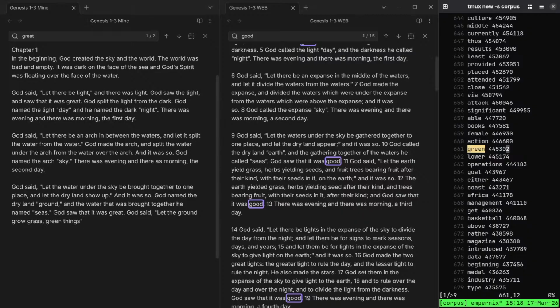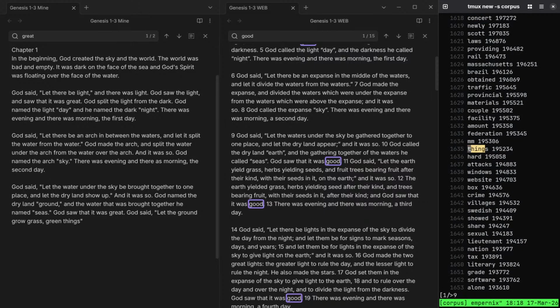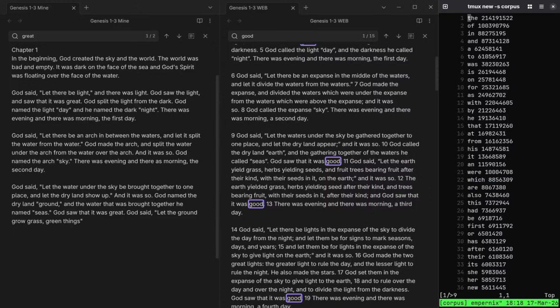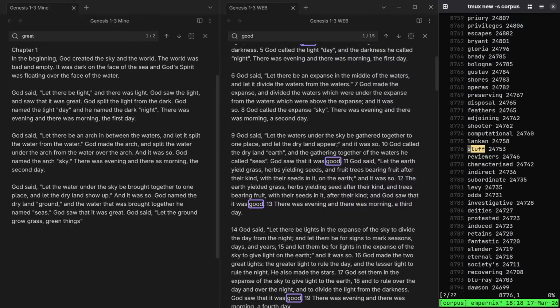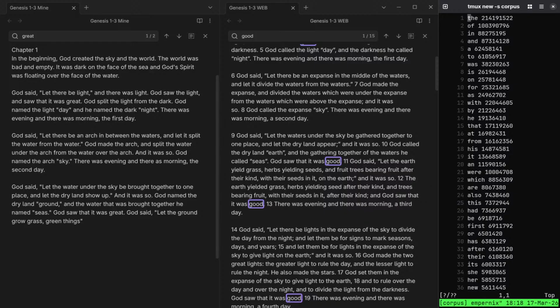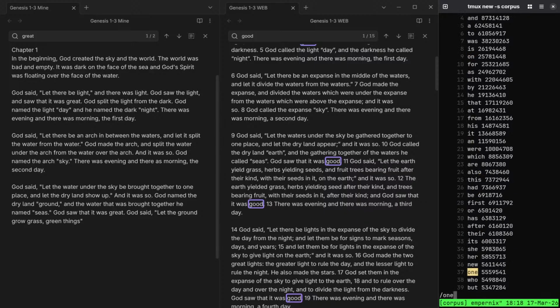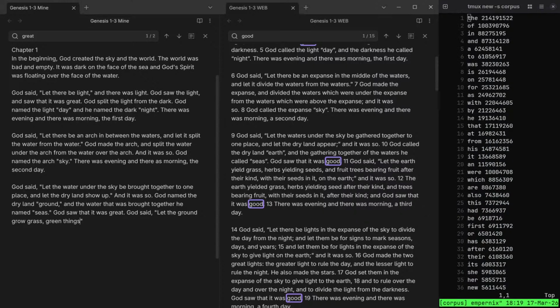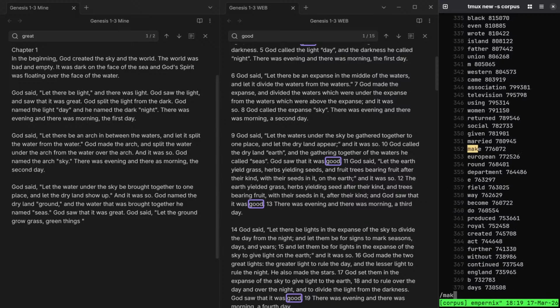Green things. How common is thing? Okay, 1635. Stuff. Less common. Thing, stuff. One. Green ones. I think that's a little bit less descriptive. Green things. Green things. Making. How about making? Let the ground grow grass. Green things making seeds.